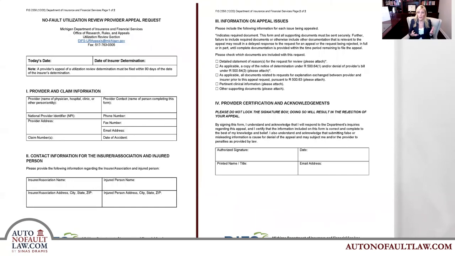As you can see, there are several categories of information that a provider must supply in order to complete the form, including the date of the insurer determination, what we just mentioned a moment ago, as well as information about the provider, its NPI, its address, the claim number at issue, as well as contact information for the provider and basic information about the claim, like the date of the accident. In addition, the provider must supply contact information for the insurer at issue or the Michigan Catastrophic Claims Association, and contact information for the injured person.